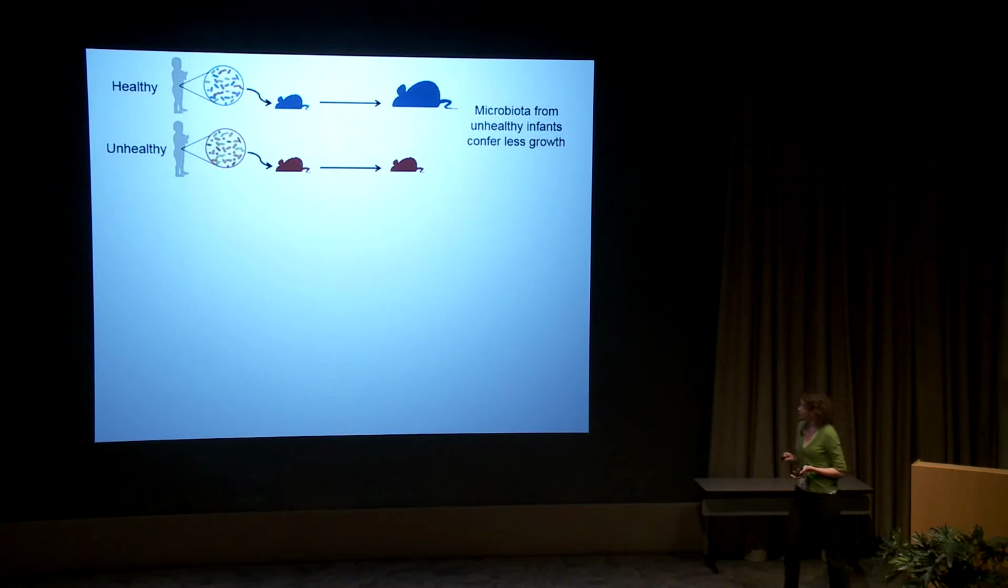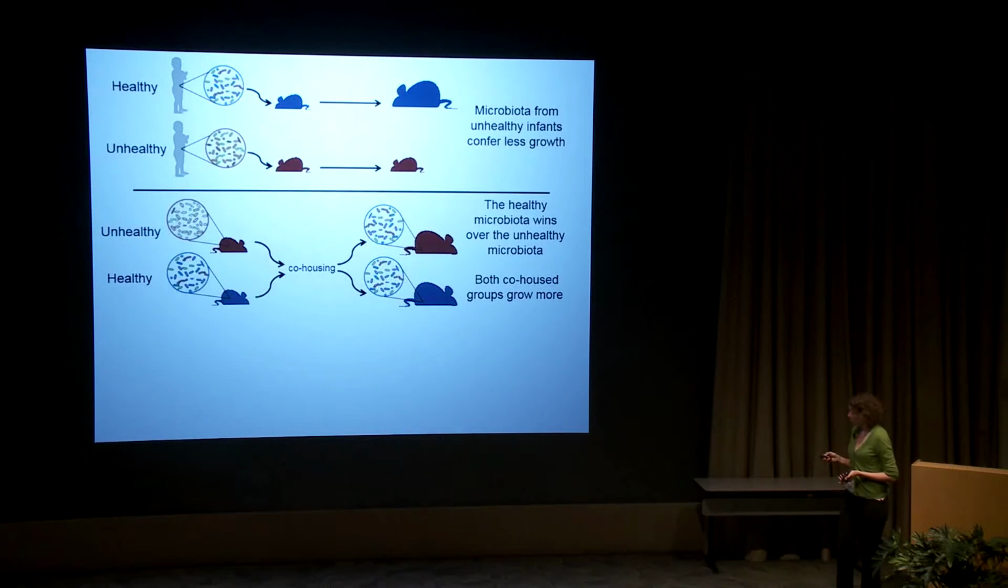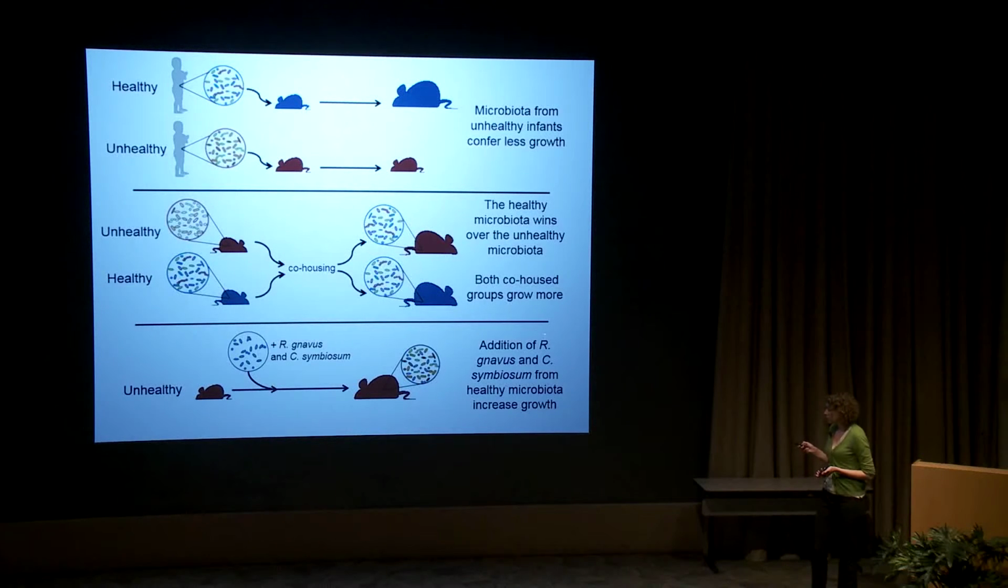So to sum up some of the points that I've shown you today, we have evidence that microbiota from unhealthy infants confer less growth to the host compared to microbiota from healthy infants. I also showed you a co-housing experiment where, when an unhealthy and healthy community were co-housed together, the healthy microbiota was able to win, quote unquote, over the unhealthy microbiota, and both groups of co-housed mice were able to grow more. Finally, I saw that addition of R. gnavus and C. symbiosum from the healthy microbiota were sufficient to increase growth of the mice.